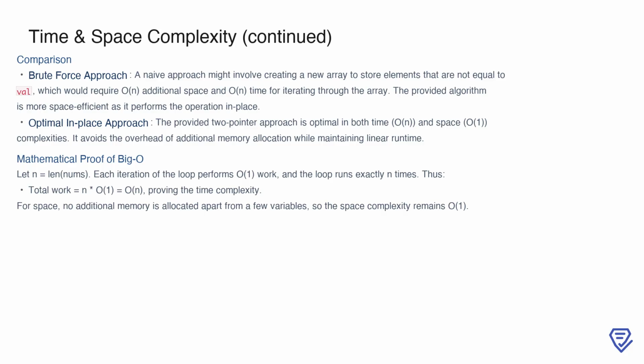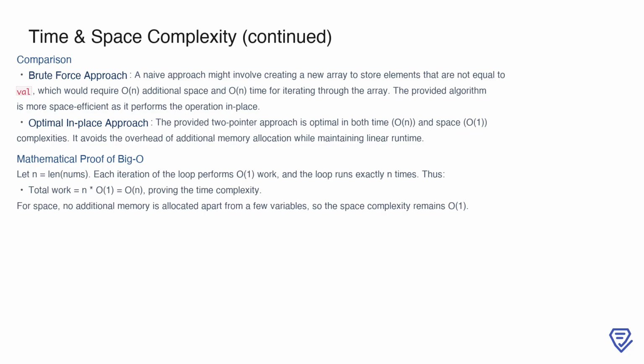While this would still require O(n) time to iterate through the input, it would also require O(n) additional space to store the new array. In contrast, the provided algorithm is more space efficient since it performs the operation in place, eliminating the need for extra memory. The two-pointer technique used here is optimal, achieving O(n) time complexity while using only O(1) space.